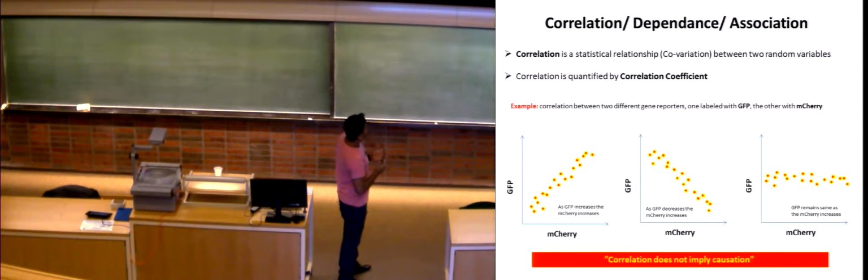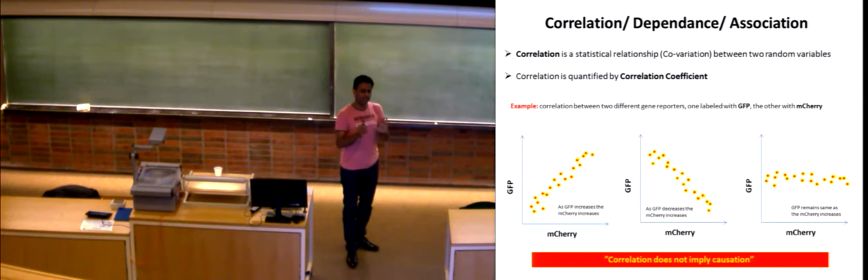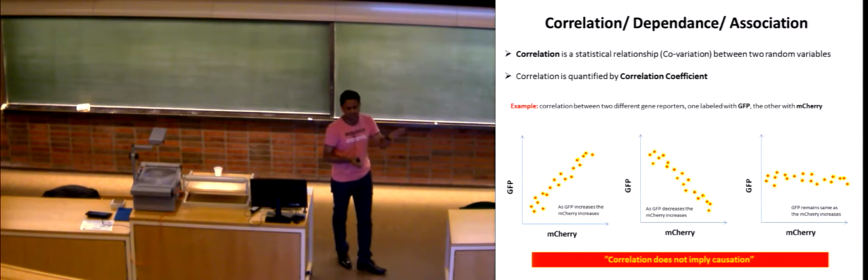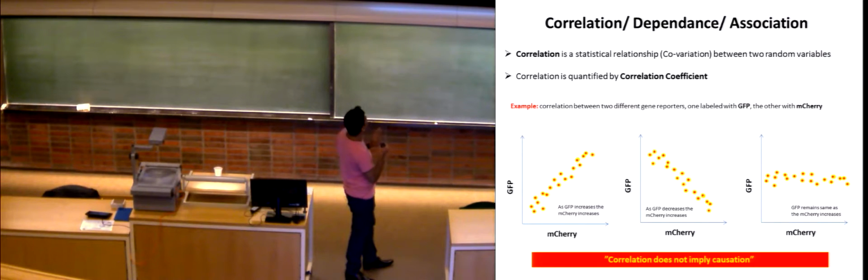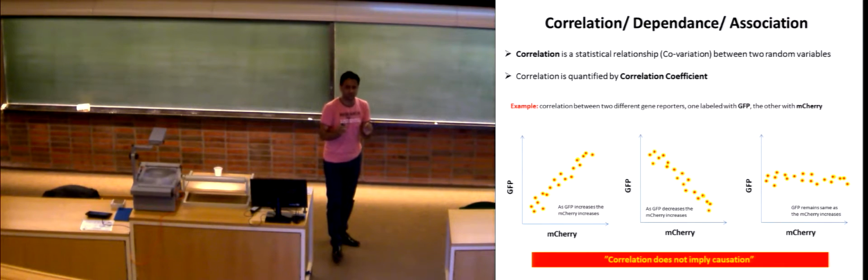And also the correlation does not imply causation. So in the correlation, you can only correlate, like I can say that GFP is dependent or associated with mCherry, or whatever the gene related to GFP is associated to the mCherry gene. But one cannot say that the GFP is expressing because of mCherry. No, it is not possible, I mean, through correlation it is not possible.